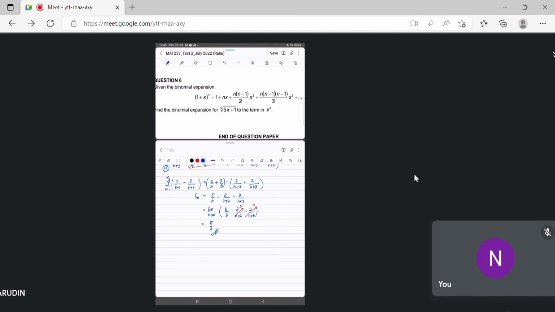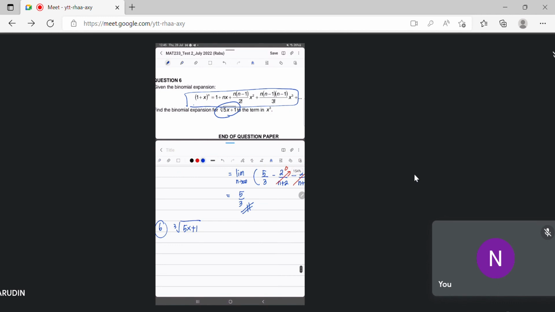Okay, so question number 6. Kenapa saya kata senang? Formula dia dah bagi. Ni formula ni. Dia dah bagi. Okay, find the binomial expansion. Dia bagi function 5x plus 1 punca kuasa 3. Okay, for binomial series, yang ini kita hanya perlu tukarkan dalam bentuk indeks. So, dia dapat 5x plus 1 power of 1 over 3.